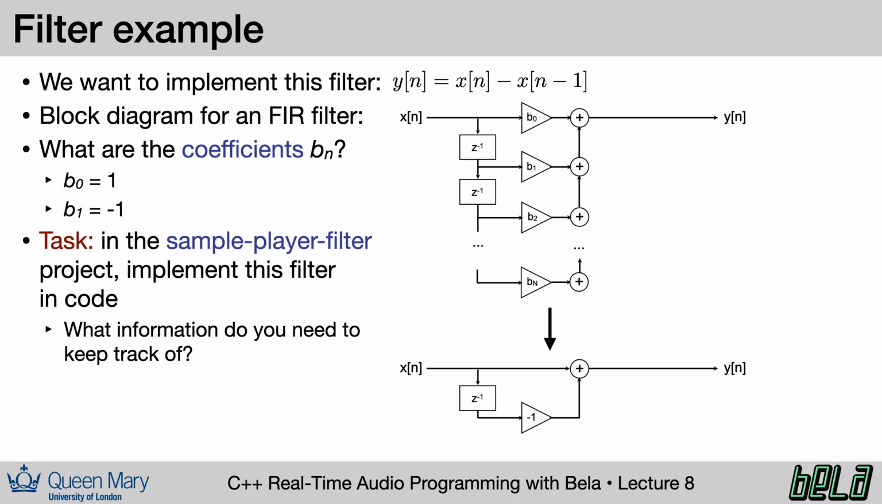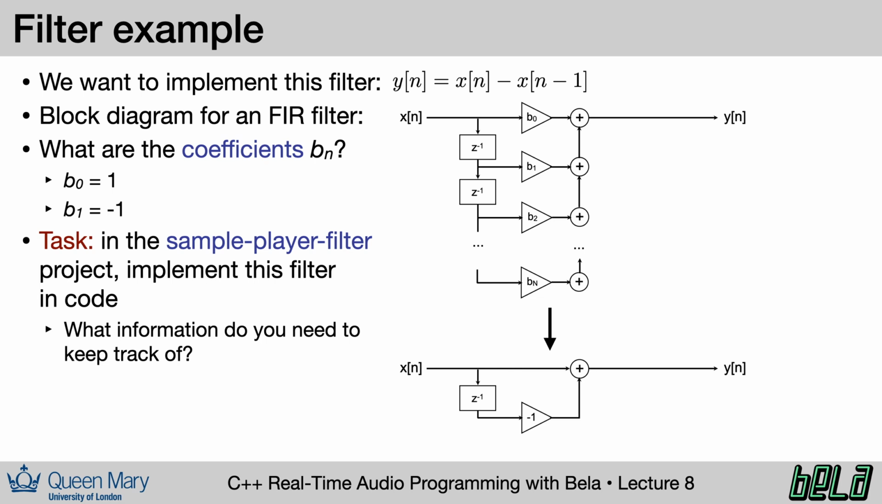This brings us to our first task. In the companion materials, you'll find a project called Sample Player Filter. What this does is it plays a sound file in a loop. The filter isn't implemented yet because that's up to you. Inside of render, your task is to implement the filter given here. And potentially the trickiest bit about this is to figure out how you're going to keep track of the value x of n minus 1. Remember, we found that this was a high-pass filter, so you should know that it's working when the bass frequencies are reduced in the output.